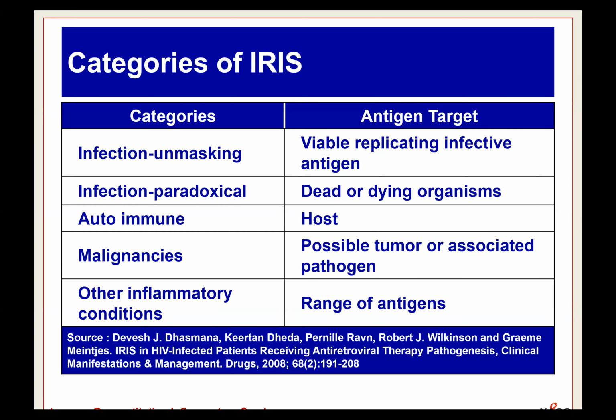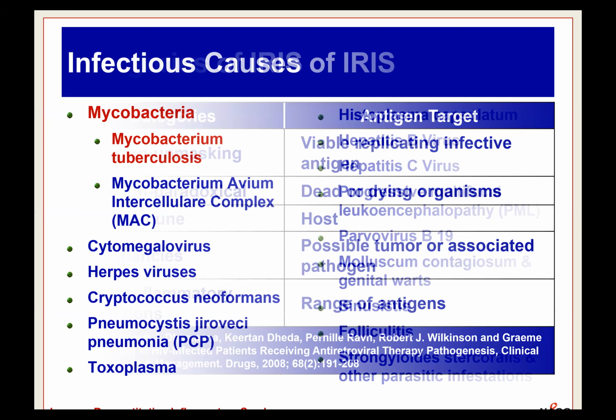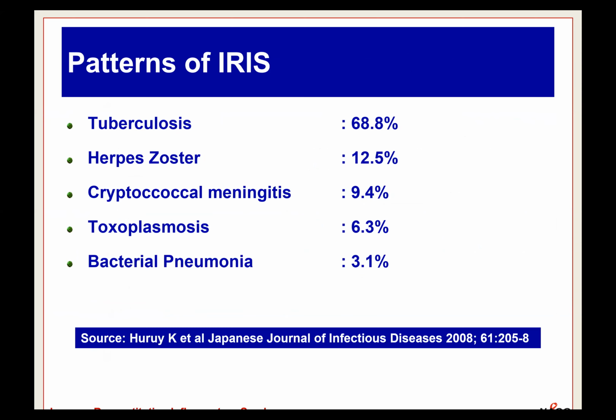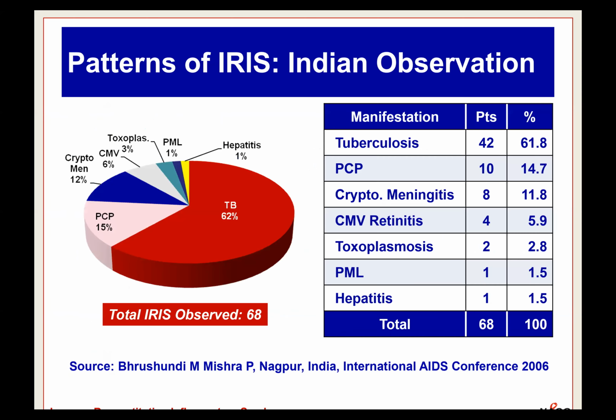And in those patients, there is a role of steroids. And at some point of time, you may consider even stopping ART if the OI is life-threatening, for example cryptococcal meningitis and those kinds of OIs. There can be other categories like autoimmune, malignancies and other inflammatory conditions. The common OI which we come across is TB, because TB is the most common OI, and that is why we see TB as the most common cause of IRIS also.